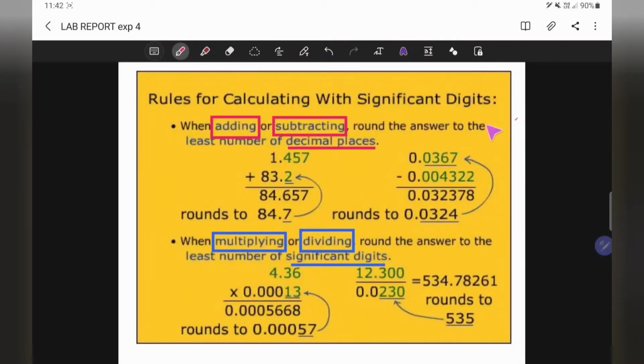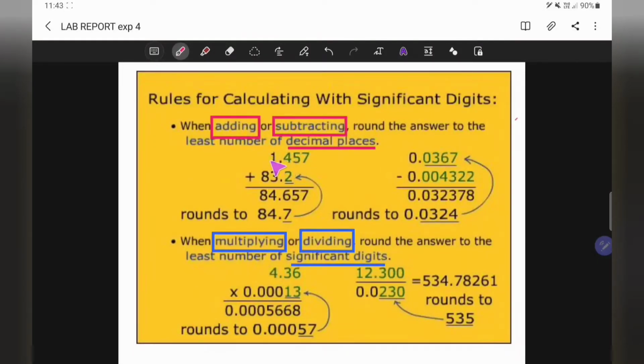Under calculation, we have 4 different processes: addition, subtraction, multiplication, and division. Penambahan, penolakan, pendaraban, and pembahagian. For any addition or subtraction, the final answer we just refer to the least number of decimal places. Tambah, tolak, titik perpuluhan. Simple. We just refer to the least number of decimal places.